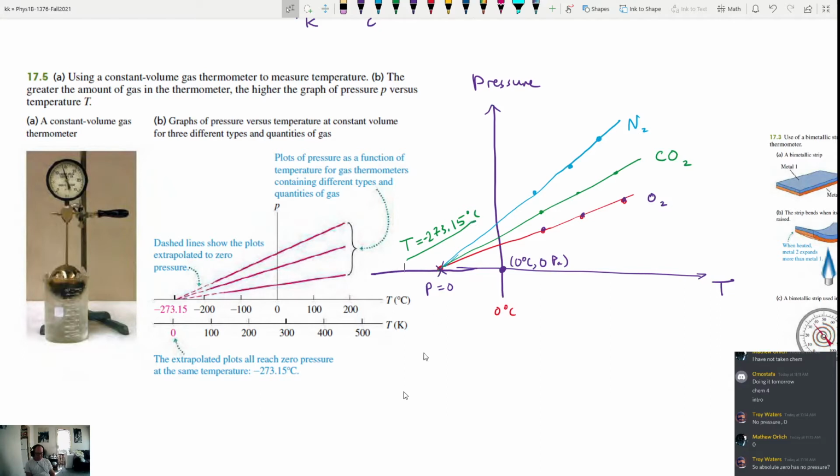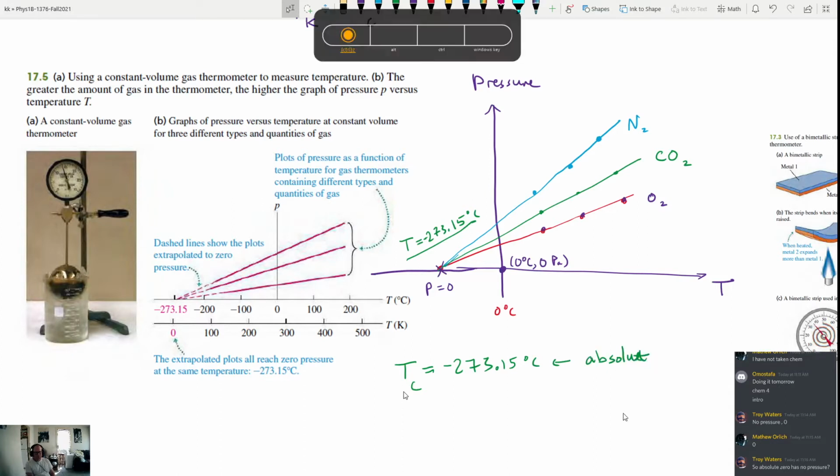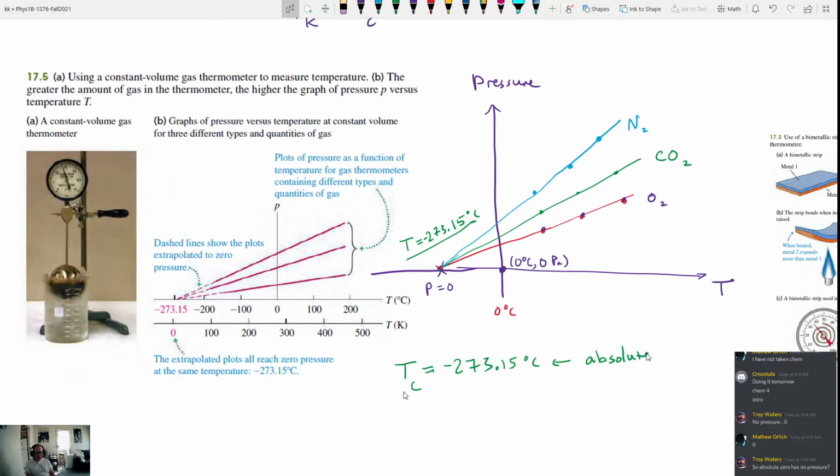So this temperature, we think, is probably the coldest temperature that is possibly achievable. So we define a temperature of negative 273.15 degrees Celsius. We call this absolute 0. We think this is the coldest temperature that is possibly achievable in any setting. Absolute 0. As far as we know, this is the coldest temperature possible. It is not possible to get colder than that.